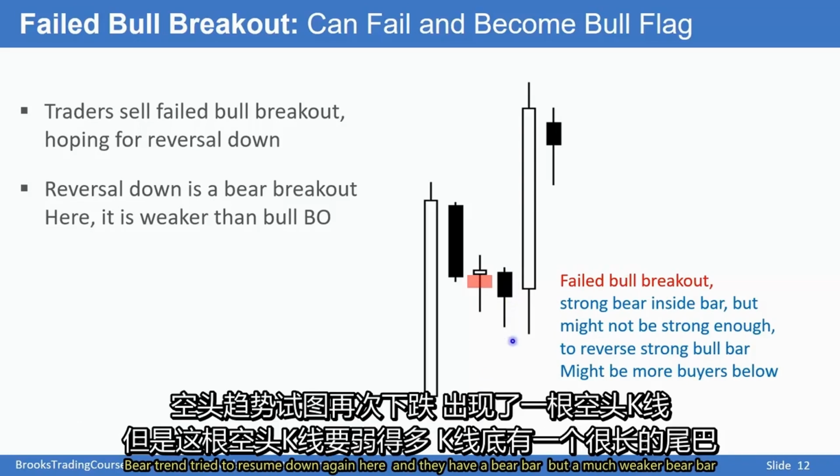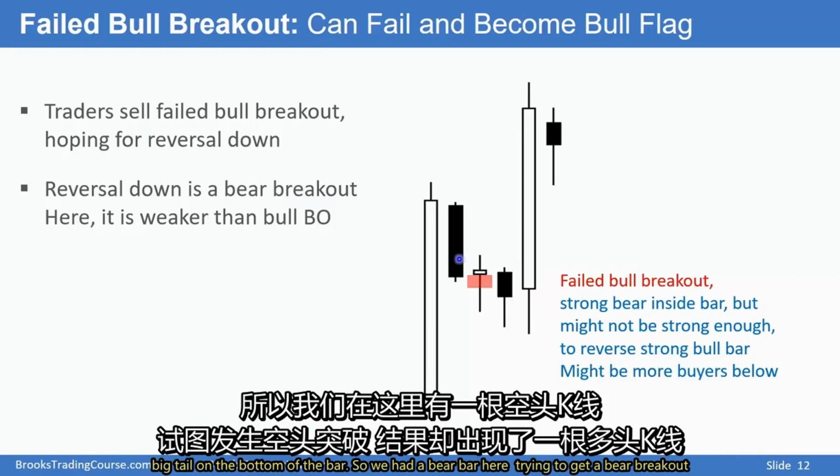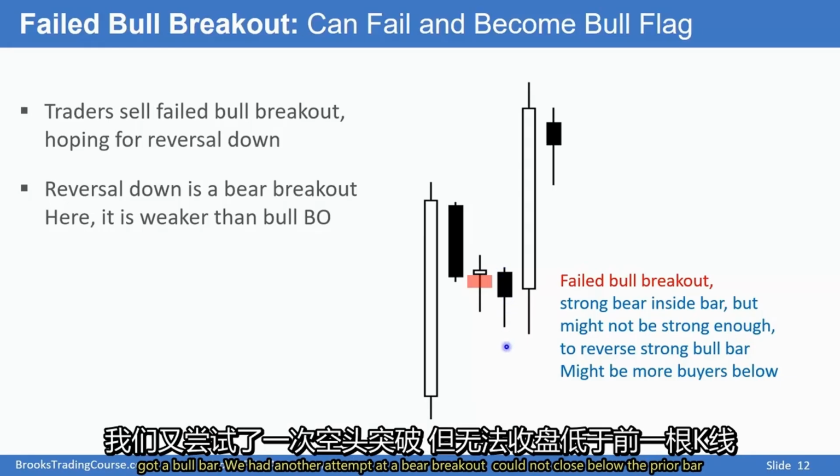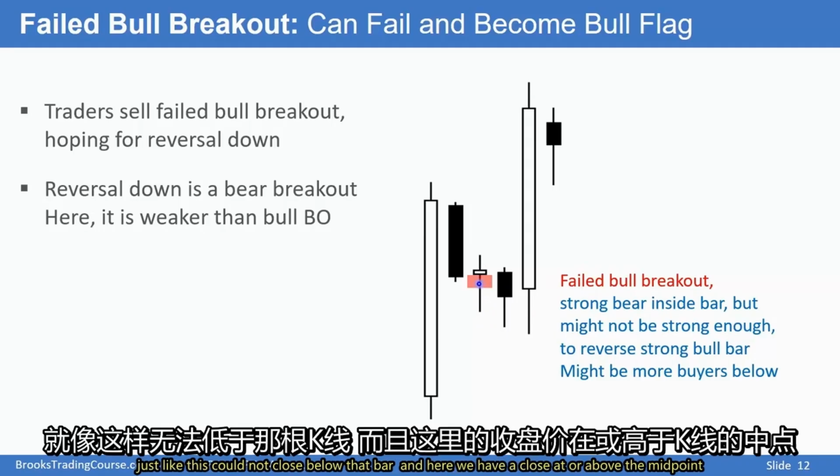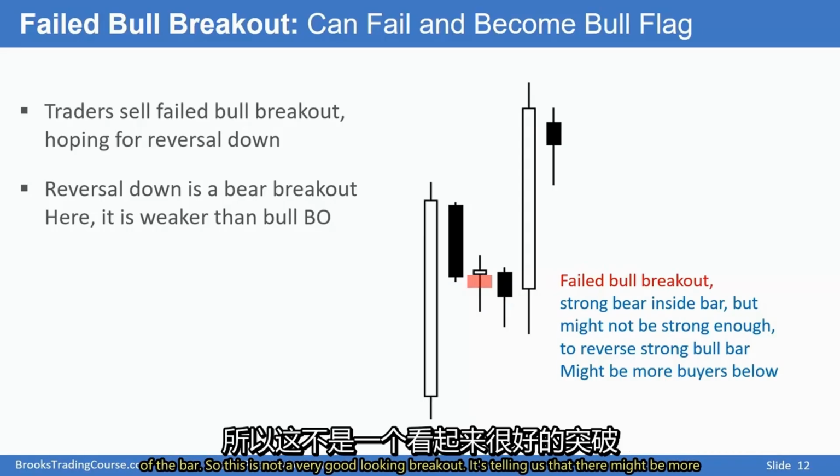Bear trend tried to resume down again here, and they have a bear bar, but a much weaker bear bar, big tail on the bottom of the bar. So we had a bear bar here, tried to get a bear breakout, got a bull bar. We had another attempt at a bear breakout, could not close below the low of the prior bar, just like this could not close below the low of that bar. And here we have a close at or above the midpoint of the bar. So this is not a very good looking breakout.